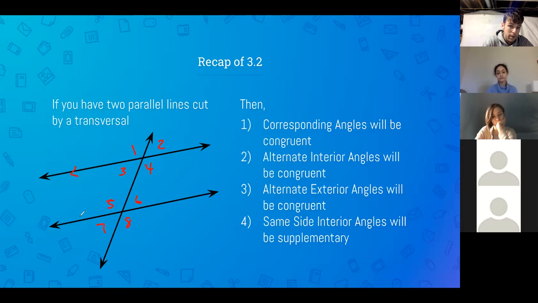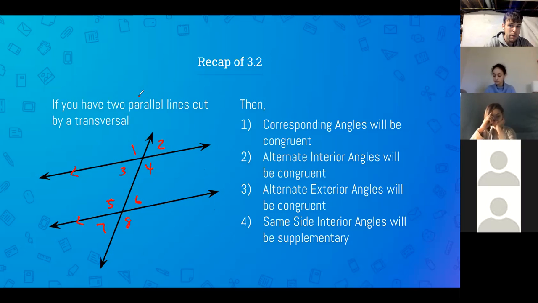Whenever these lines are parallel, we can assume these relationships. That's what chapter 3.2 was all about. We could set up equations, we could use one angle to figure out all the others, we could do all kinds of stuff with it based on these four relationships of these specific angles. So you'll need to be able to identify these, and we're still going to need to be able to identify these in the new stuff that we're doing.